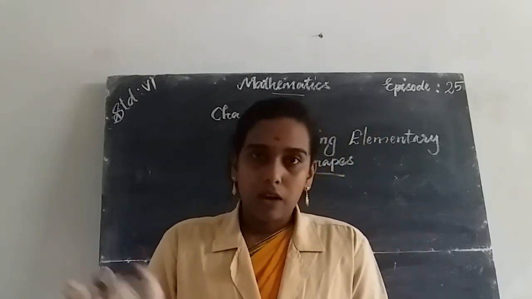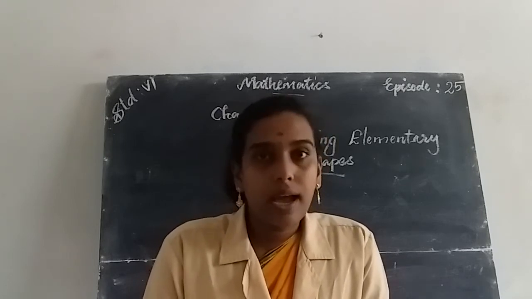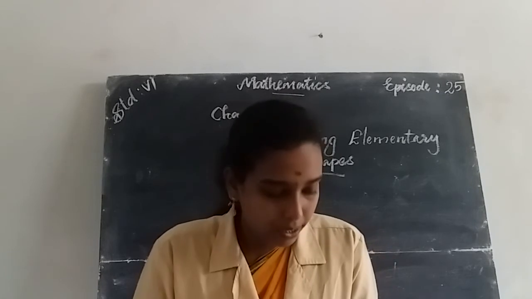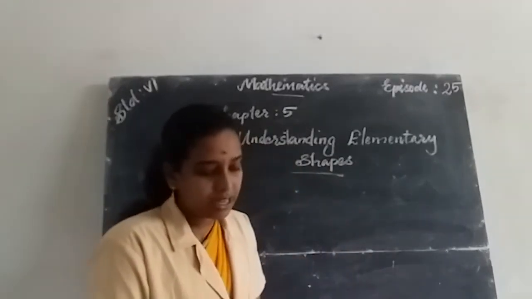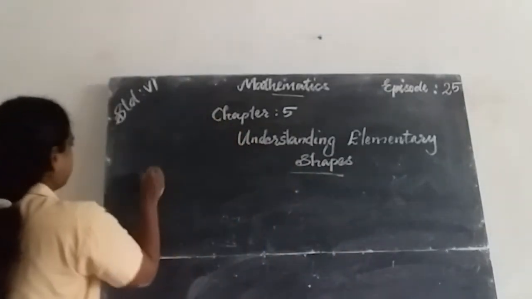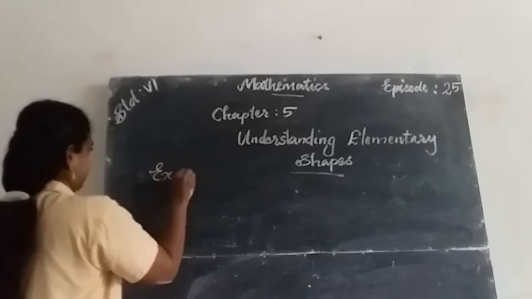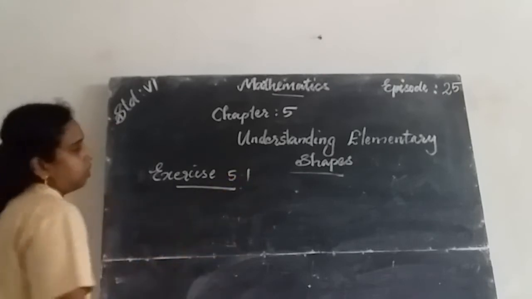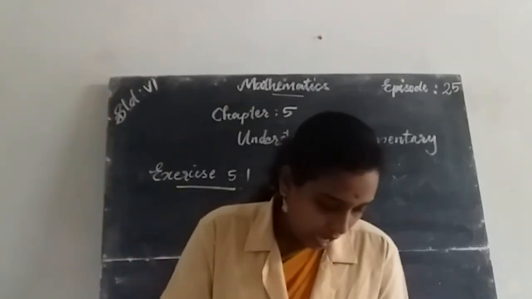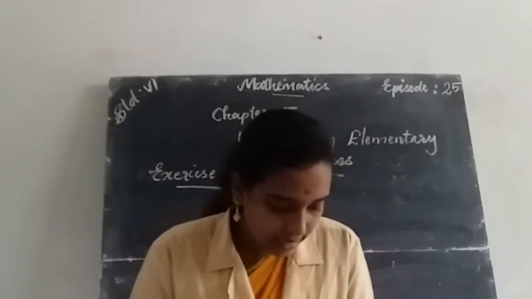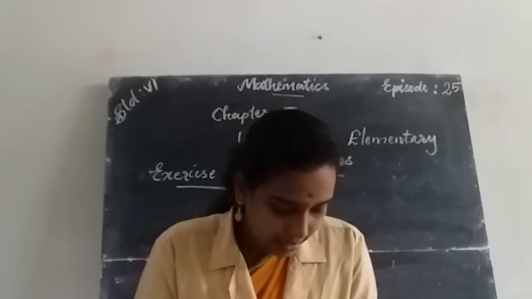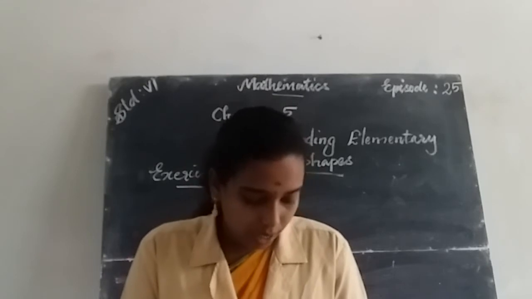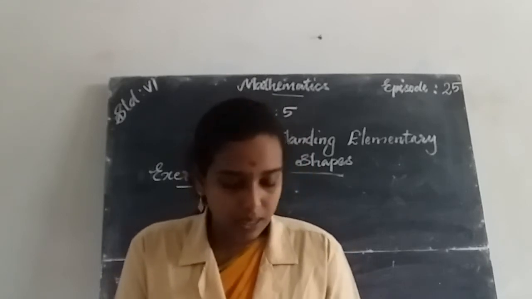We have studied about ruler and divider. We use a ruler or divider to find the length of a line segment. In the first question of exercise 5.1, what is the disadvantage in comparing line segments by mere observation?